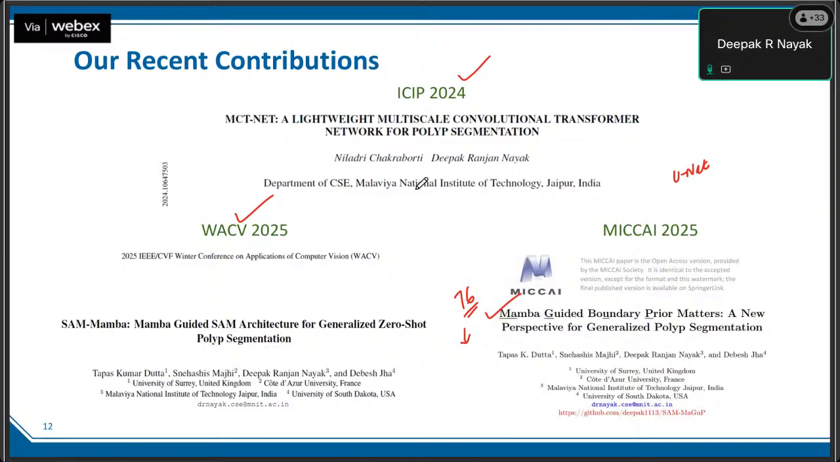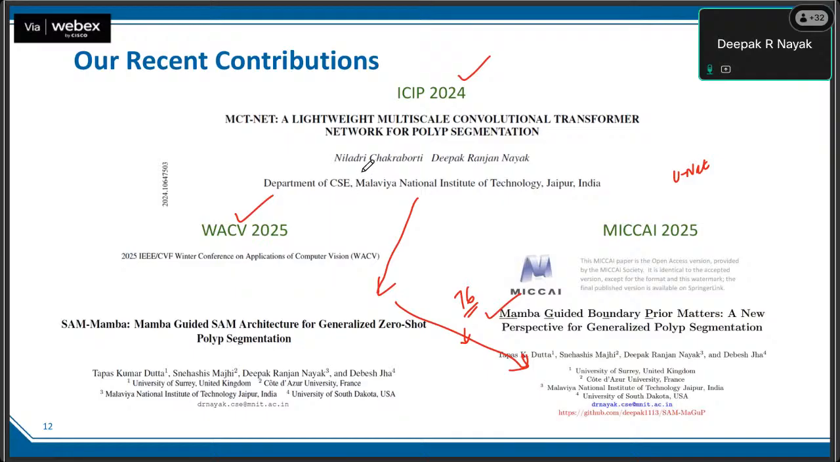I'll discuss all these three approaches one by one. I'll start with this, and then I'll go to this architecture, and then to this architecture. There is a link from here to here, and then from here to here. So I'll start with this architecture.